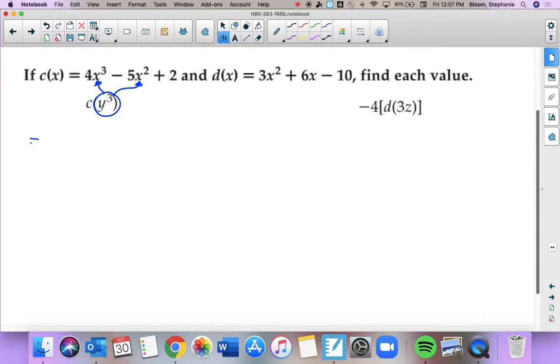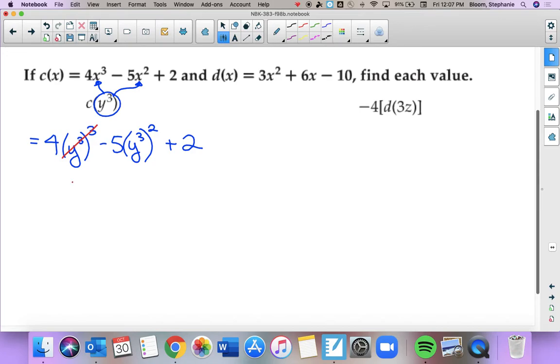Okay, so we're going to have 4, and make sure when you plug in you're using parentheses. 4 times y cubed to the third minus 5 times y cubed to the second plus 2. And then we're just going to follow order of operations. So we're going to do exponents first. So what's y cubed to the third? Y to the ninth. Good.